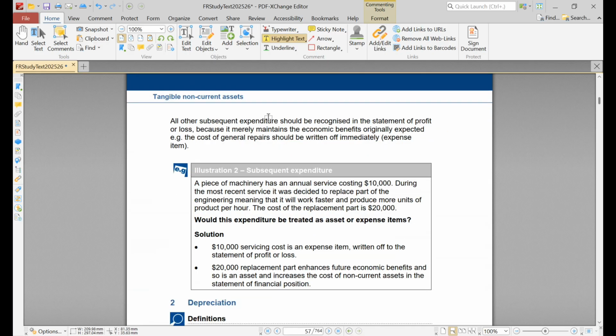All other subsequent expenditure should be recognized in the statement of profit or loss, because it mainly maintains the economic benefits originally expected. So as I mentioned, any cost of general repairs would be expensed in P&L because it is not providing any additional value. That repair would just make sure the asset is working in its current condition smoothly. It would not necessarily enhance the asset.